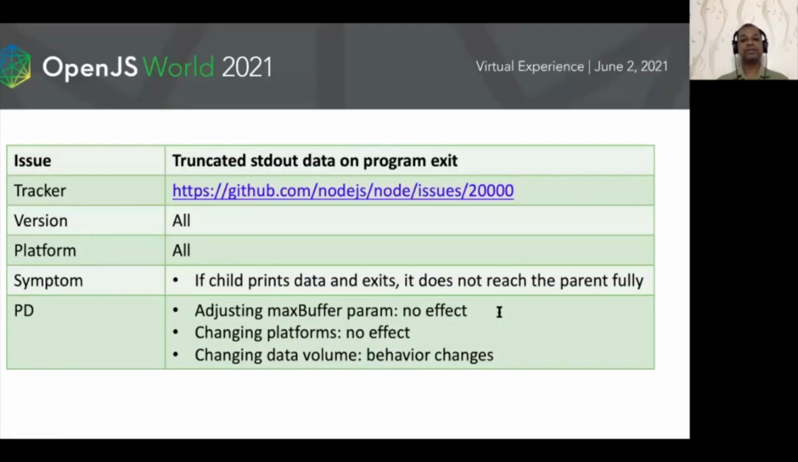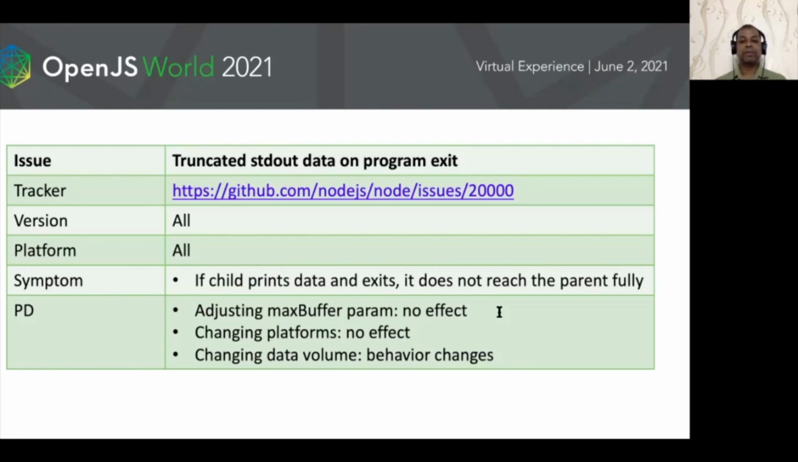And the last one in this series is the truncated stdout data on process exit. This was reported by many users with varying problem descriptions. Here, the process is again a child process, and the standard out data are typically large, like in kilobytes. So that means if you're having a child process that writes kilobytes of data and exits immediately after the write, the parent does not intercept the data in its completion. So some amount of data gets truncated.